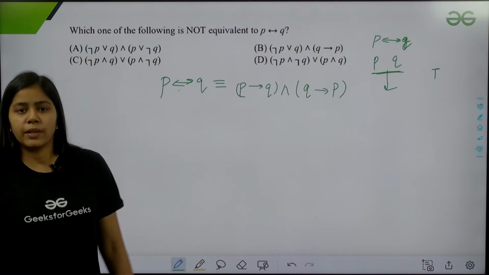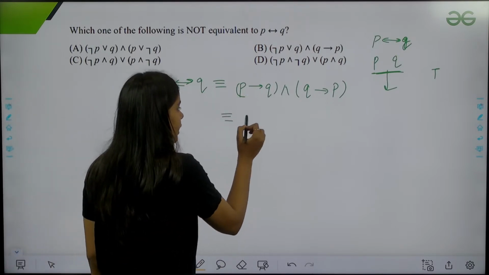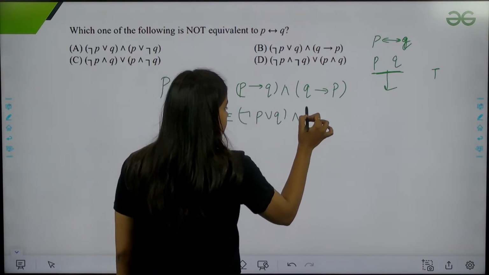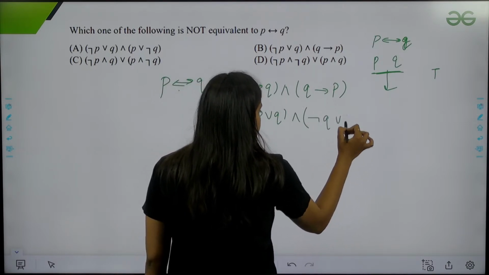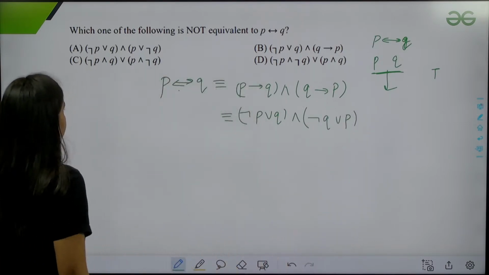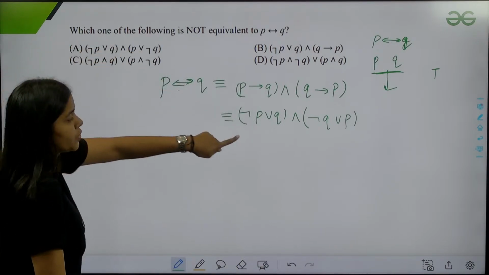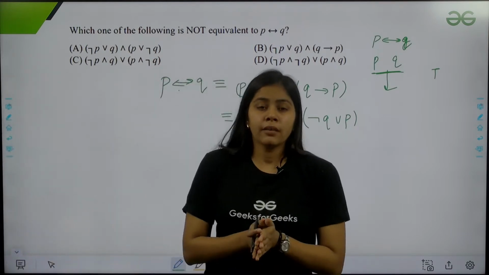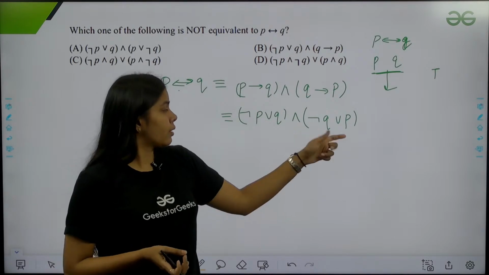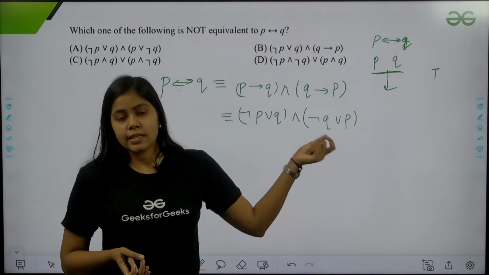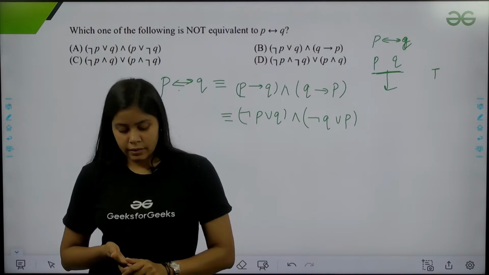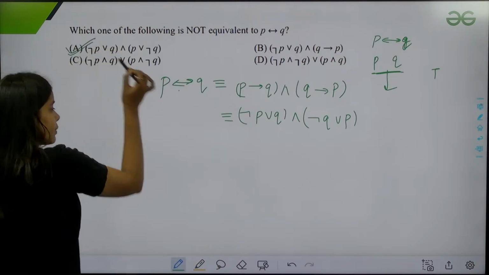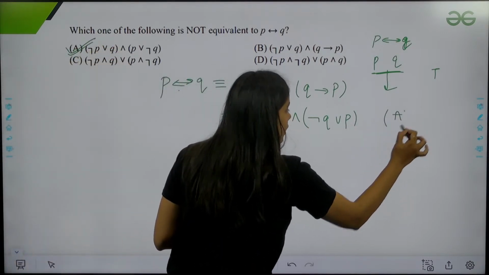Now can you write P implication Q? Using implication, I can write P implication Q as negation P or Q, right? And negation Q or P. So which option is true here? Now I can check that option A is true. Option A is the same. Either I write P or negation Q, or negation Q or P. Both have the same meaning. Why? Because the or connective is always commutative, right? Okay. So here I got option A as my correct option.